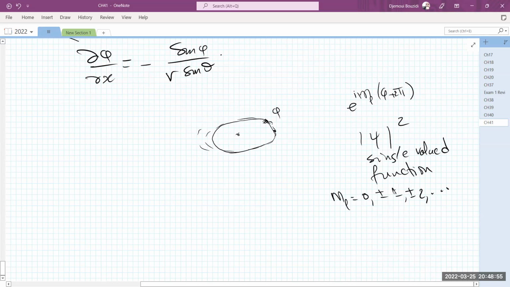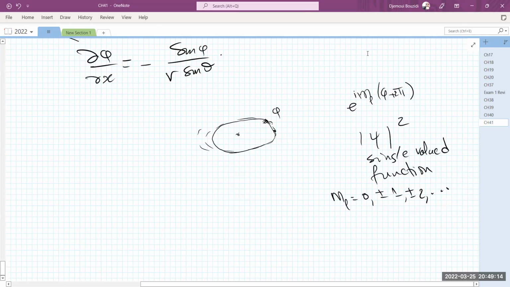But if it's any other number, then it's not 0. It depends on phi then, a cosine phi or sine phi or something like that. So in order for the function to be single valued, this ml in here must be an integer number. So that is one thing.